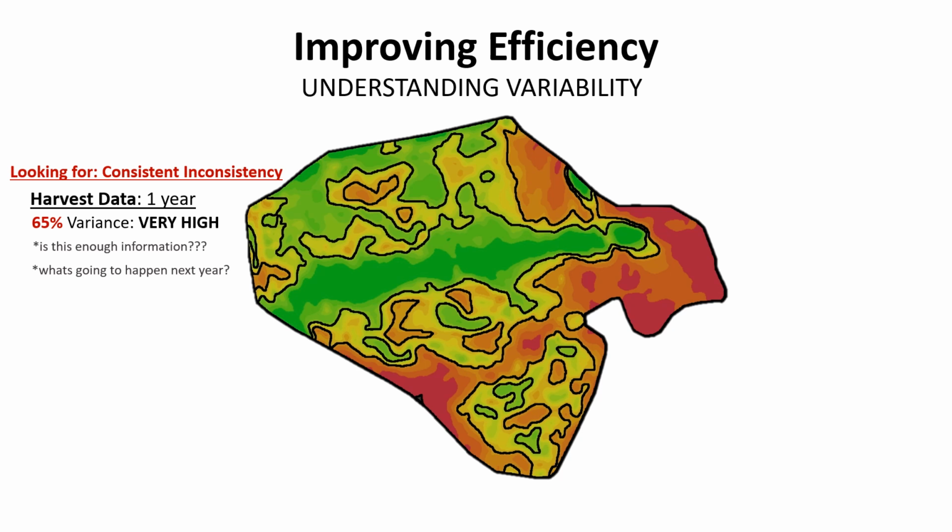We're looking for consistent inconsistency. Like, we can see inconsistency here, but is it going to be consistently inconsistent? Where these good and poor areas are going to be? I don't think that we can figure that out from just one data layer on 1 year.